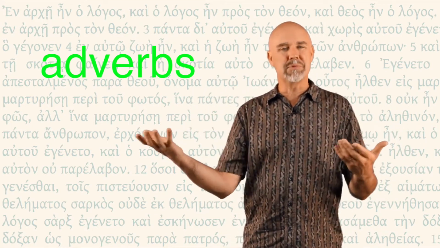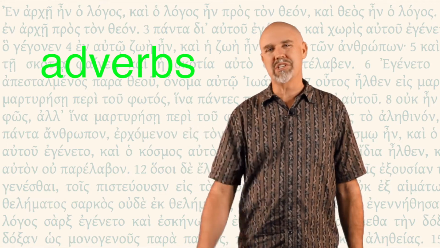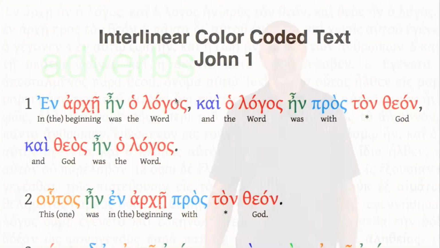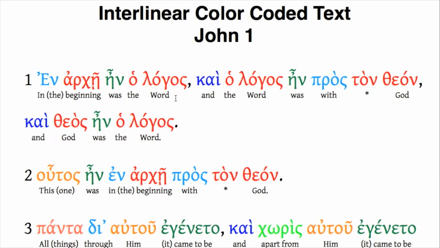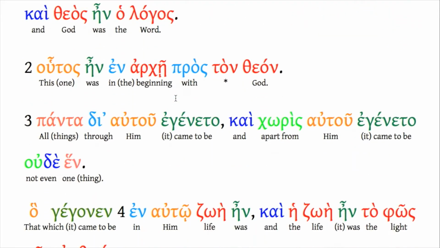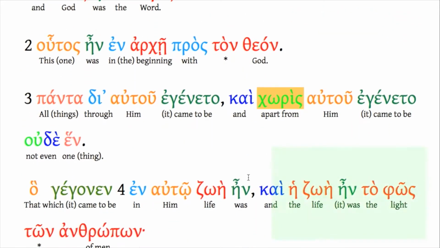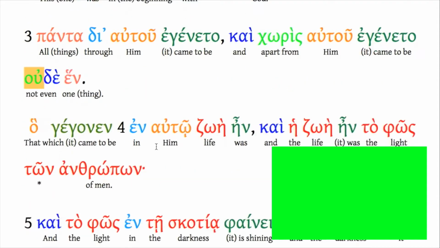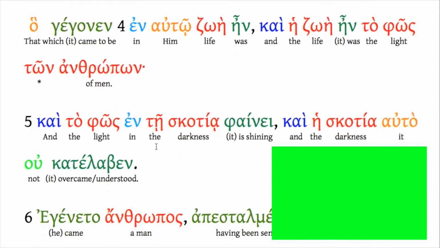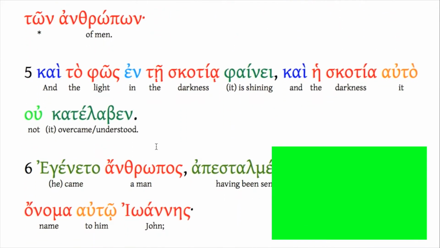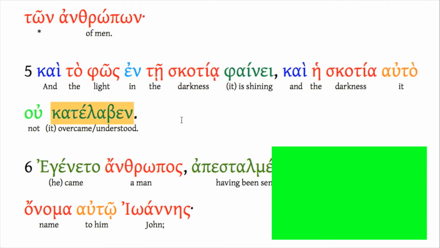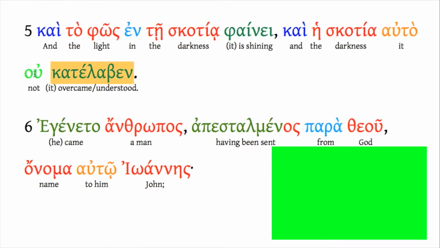You add an adverb to the verb to give you a little more information about that action word. Adverbs are not as common as many of the other parts of speech, but there are a few. I color them light green. If you'll notice, remember that the nouns were red and the adjectives, which modify nouns, were light red. Well, verbs are green and adverbs, which modify them, are light green.